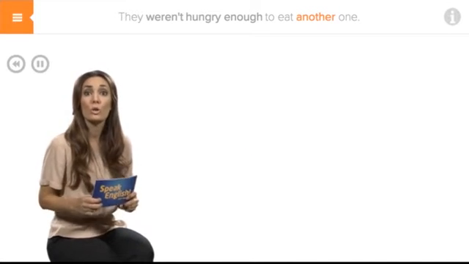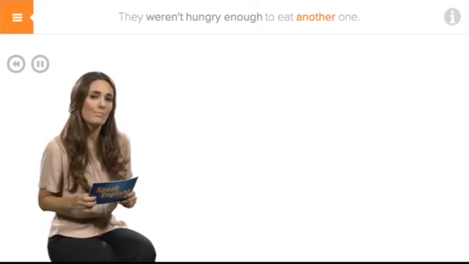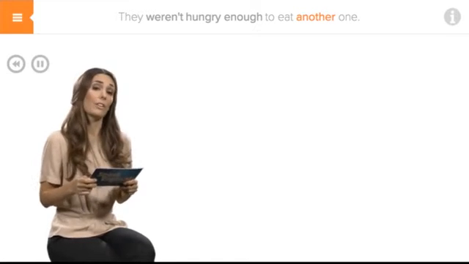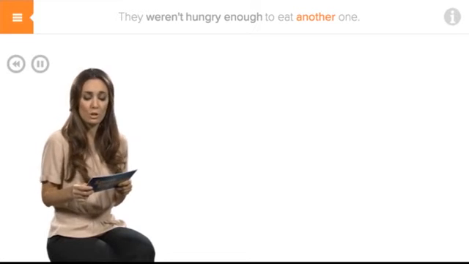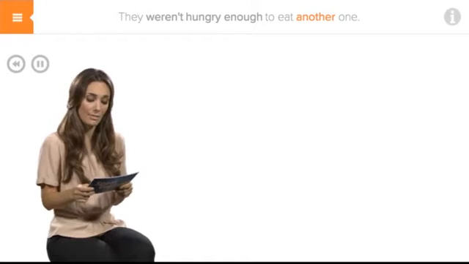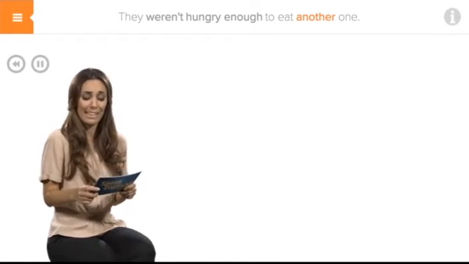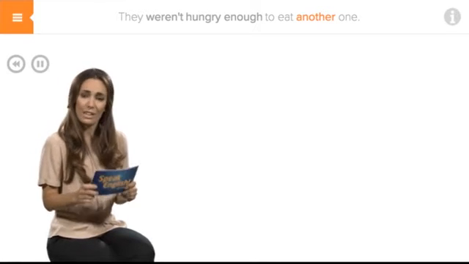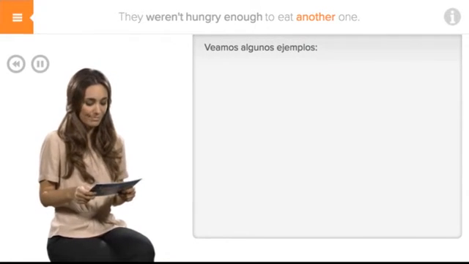Another significa otro u otra. Por ejemplo, can I have another apple? I don't like this one. O, can I have another apple? I'm still hungry. En ambos casos se podría sustituir another apple por another one, que también significa otro u otra. Ahora bien, recuerda que el plural de another apple sería other apples. Anothers no existe. Y ahora vamos a ver 3 ejemplos.